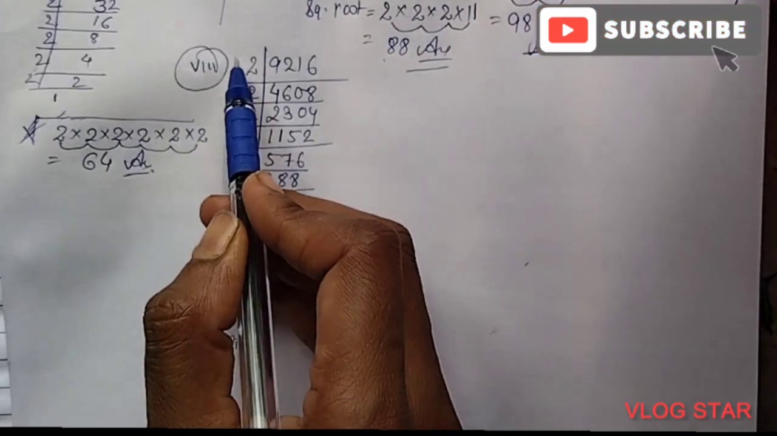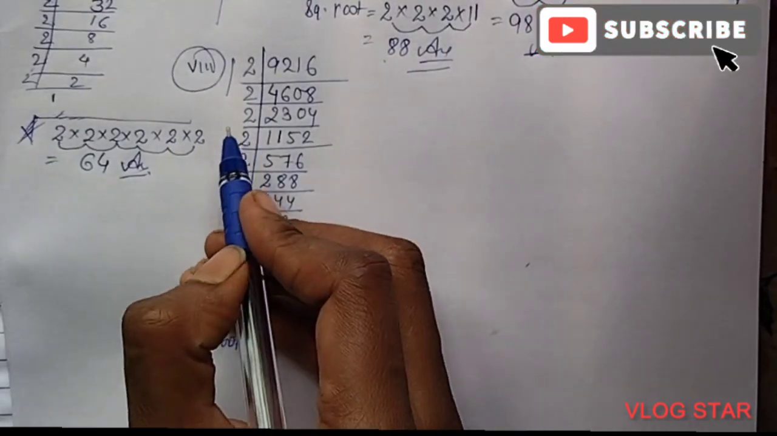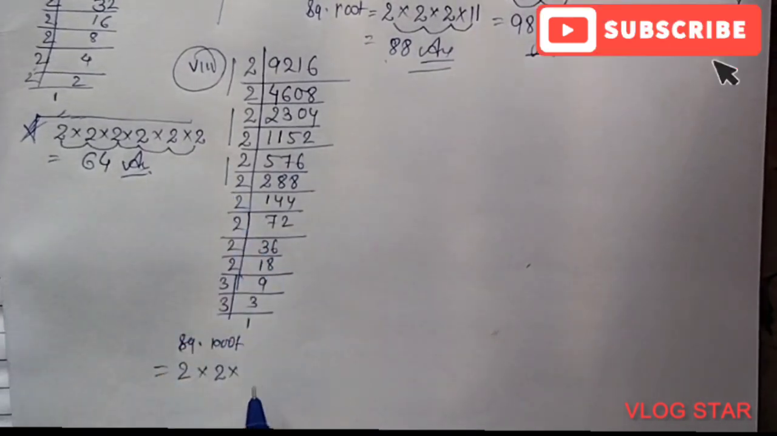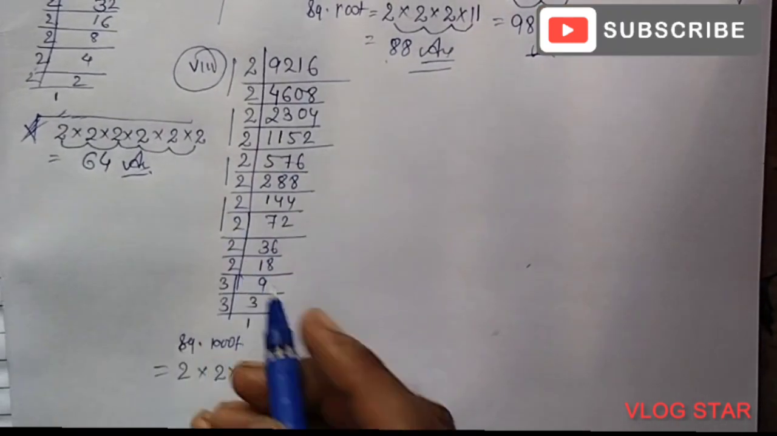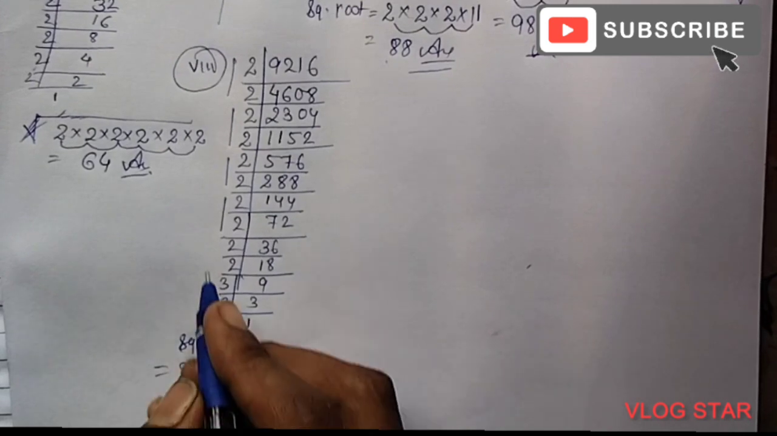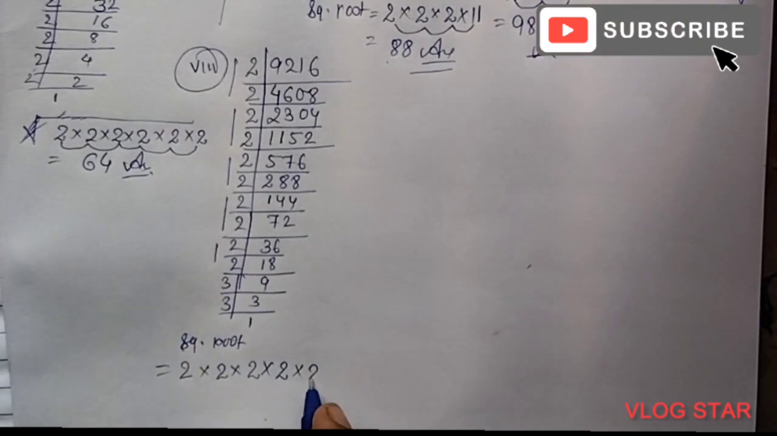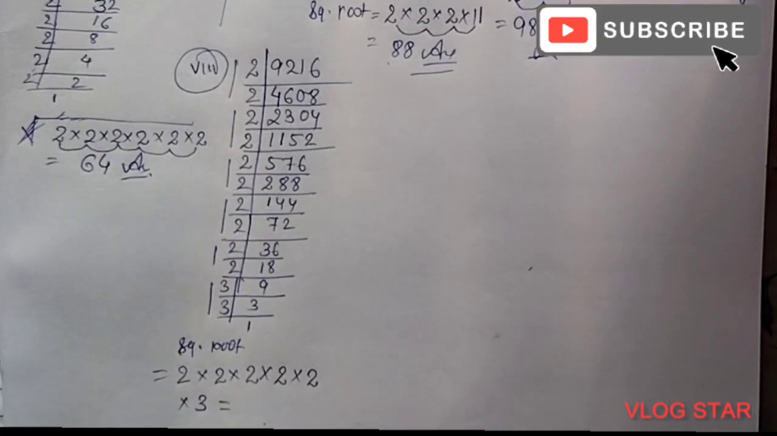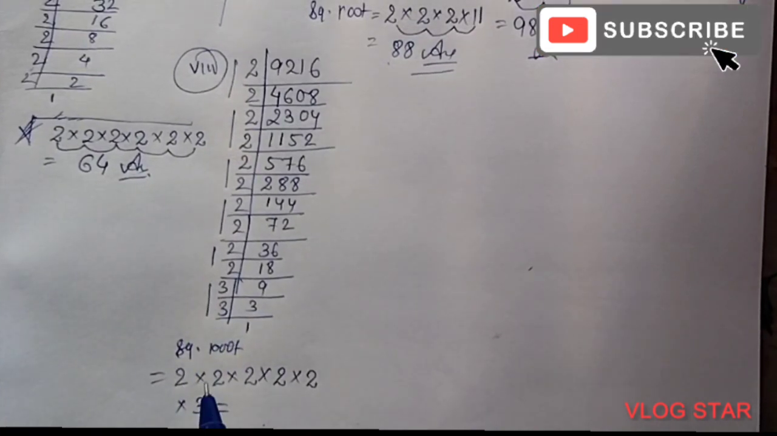what will it be? There is a pair of 2, so write 1 2 is here. There is a pair of 2 again, write 1 2 is here. There is another pair of 2, write 1 2 is here. Another pair of 2, write 1 2. And there is a 1, there will be 1 3 because the pair of 3 was there.